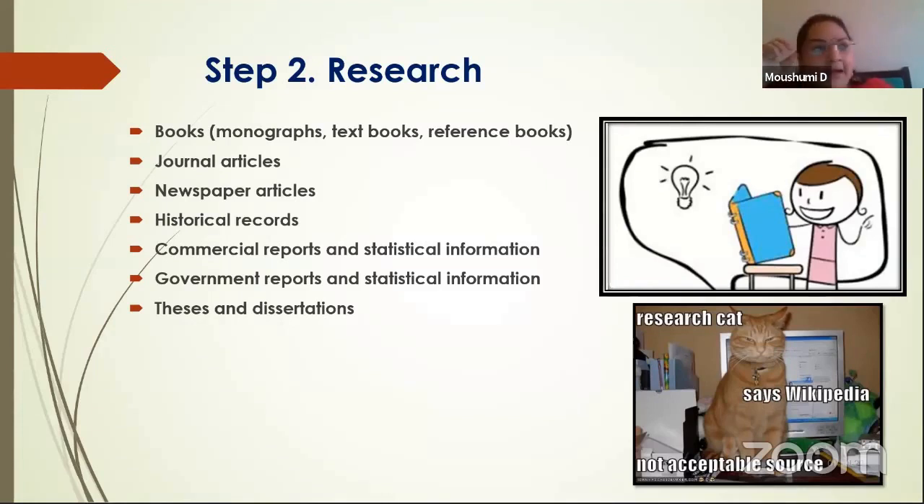Sometimes, let me add on a lighter note, we become very choosy for a selection of a spouse. Similarly, in research, you should be very, very choosy, very, very selective when finding out the sources of your literature review. So there can be books, there can be journal articles, there can be newspaper articles, there can be historical records. Now, all this depends upon your subject where you're researching. It can be commercial reports with statistical information. It can even be government reports with statistical information. It can be theses and dissertations.